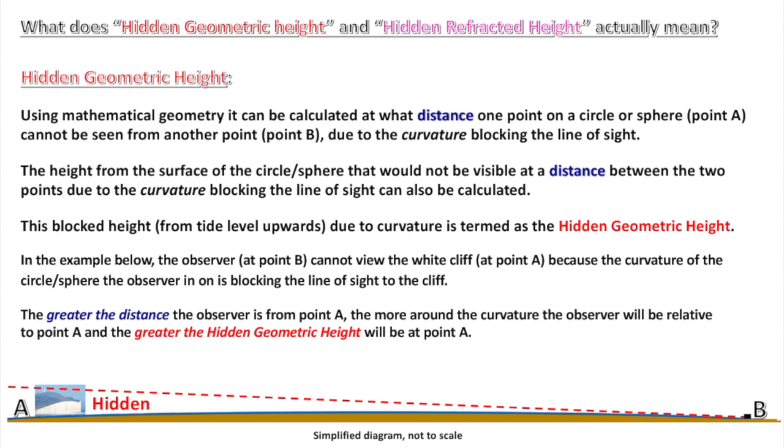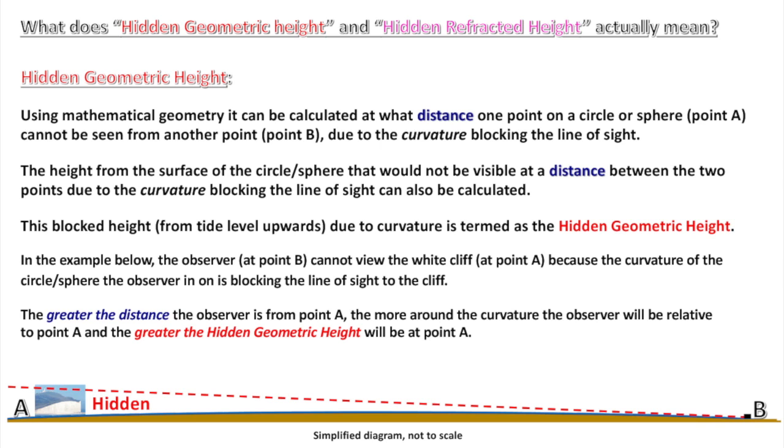Hidden geometric height. Using mathematical geometry, it can be calculated at what distance one point on a circle or sphere, point A, cannot be seen from another point, point B, due to the curvature blocking the line of sight. The height from the surface of the circle or sphere that would not be visible at a distance between the 2 points due to the curvature blocking the line of sight can also be calculated. This blocked height from tide level upwards due to curvature is termed as the hidden geometric height.